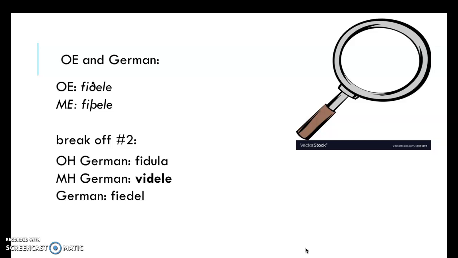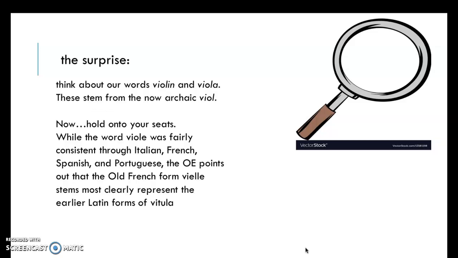And this is where it surprised me a bit. So think about the word violin, which would be the same image that pops in your mind most likely when you think about a fiddle. Violin and viola stem from the root viol, which is now archaic but meant stringed instrument. And that is directly traced back to that Middle Latin vitula.